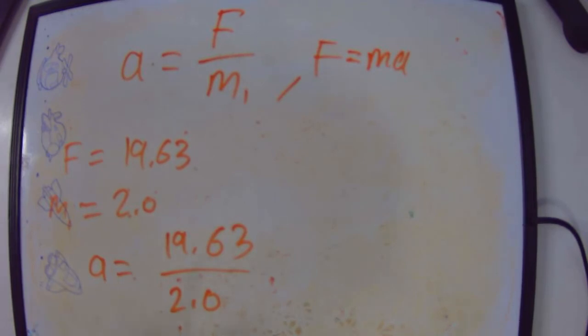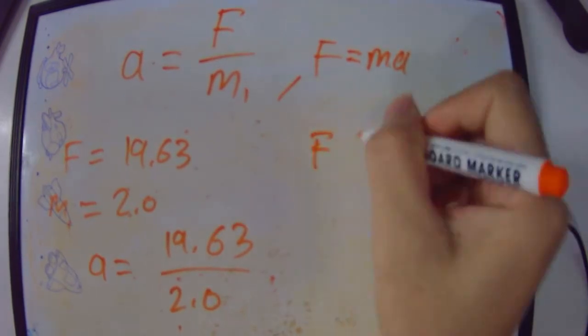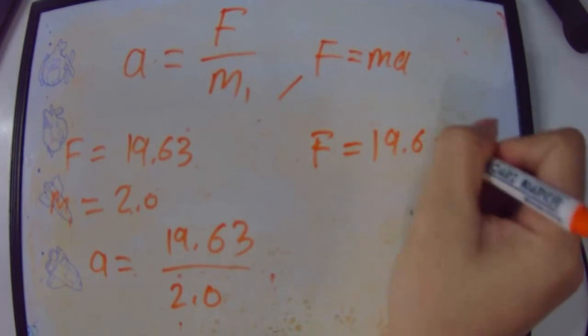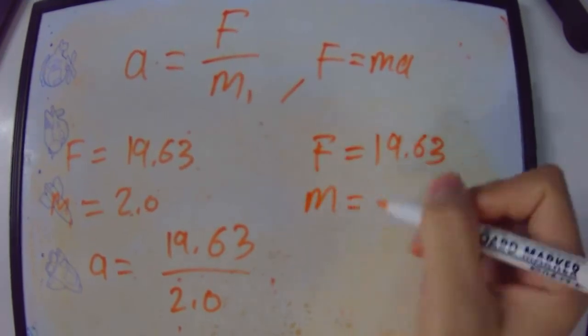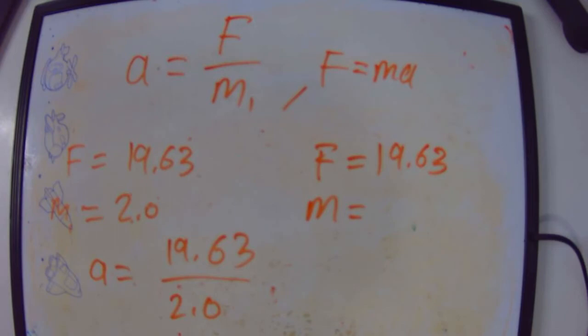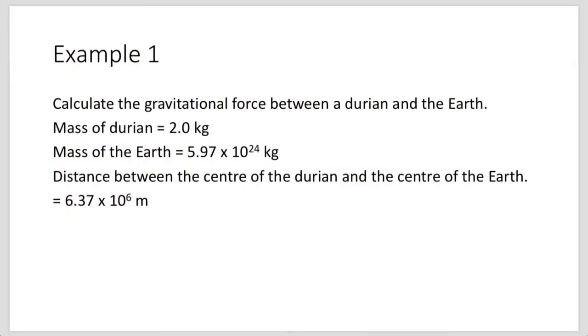So quite fast. Now, let's compare with the acceleration of the Earth. How much is the Earth accelerating compared to the apple? So same force, 19.63. But what is the mass of the Earth that we just saw just now? Let's look back. The mass of the Earth is much bigger. It's 5.97 times 10 power of 24.